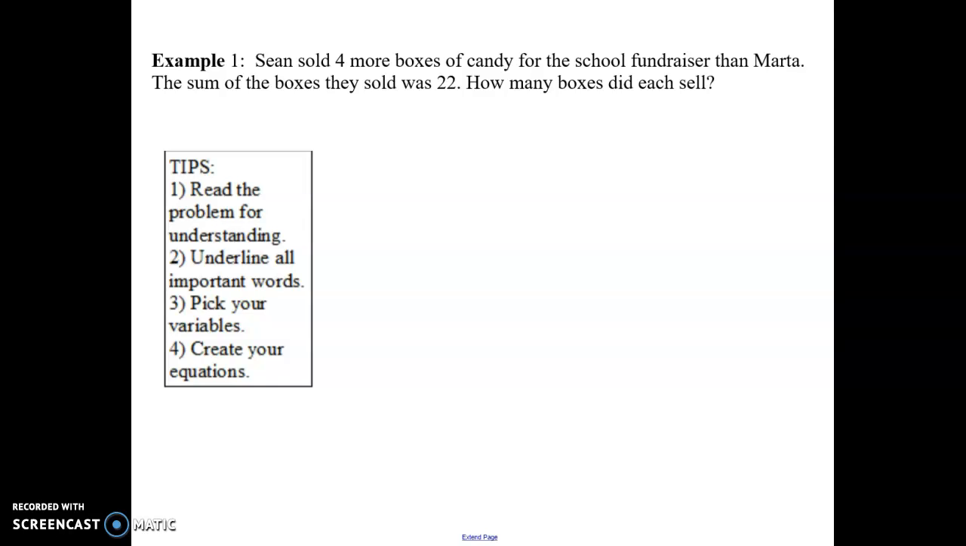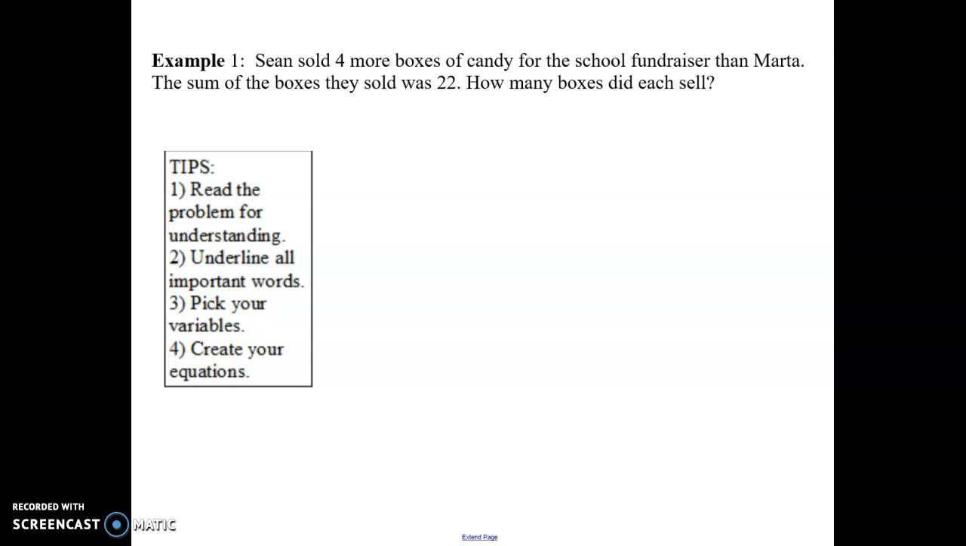Alright, so we're going to look at some word problems here. We're just trying to figure out how we can make a word problem into an equation. Here, for example, it says that Sean sold 4 more boxes of candy for the school fundraiser than Marta did. The sum of the boxes they sold was 22, and how many boxes did each of them sell?